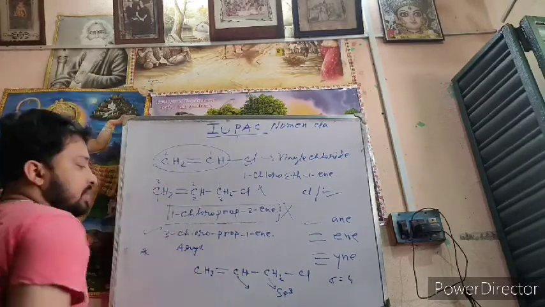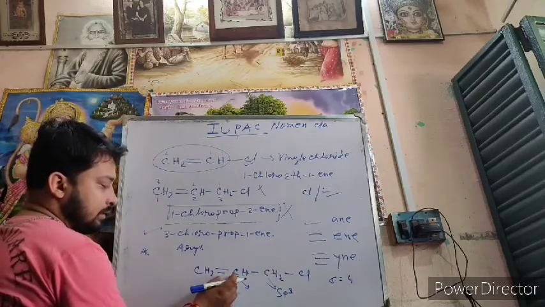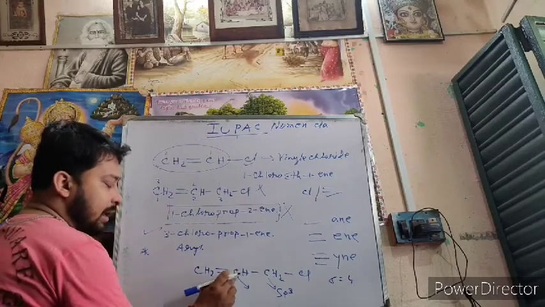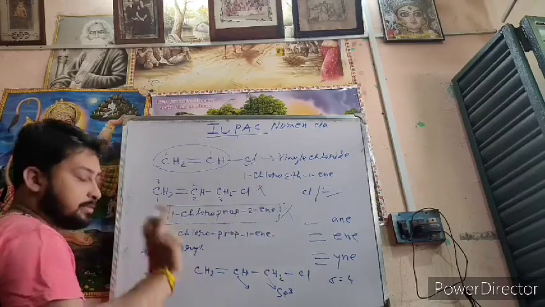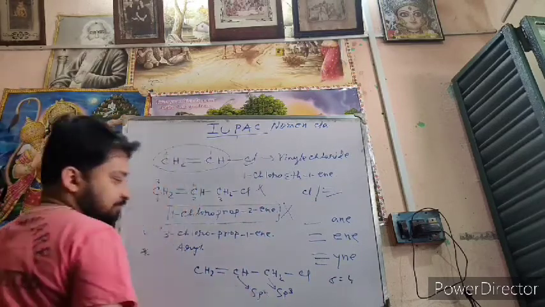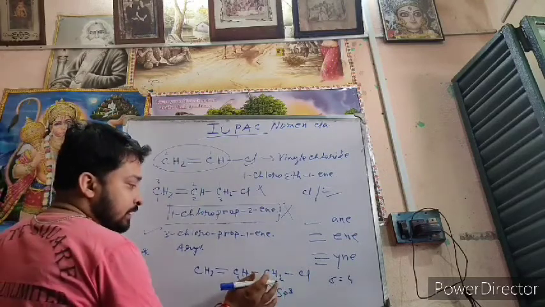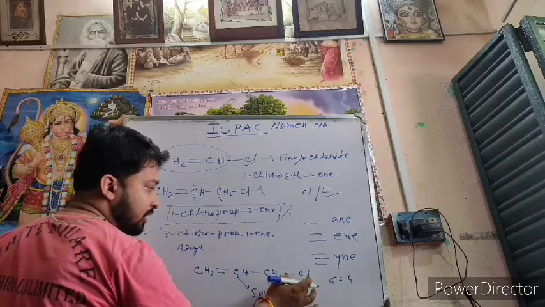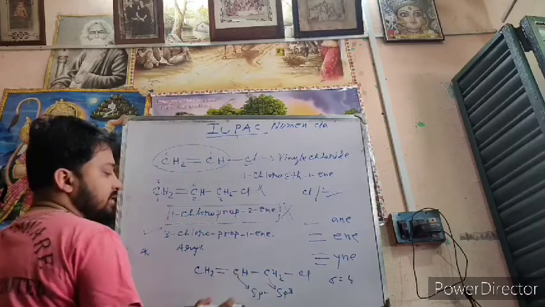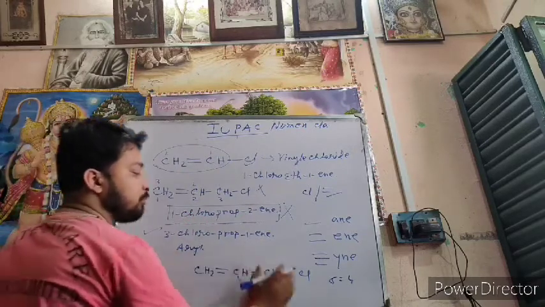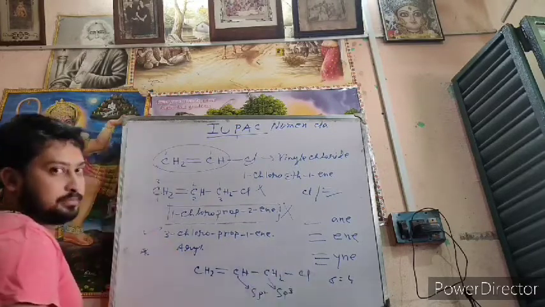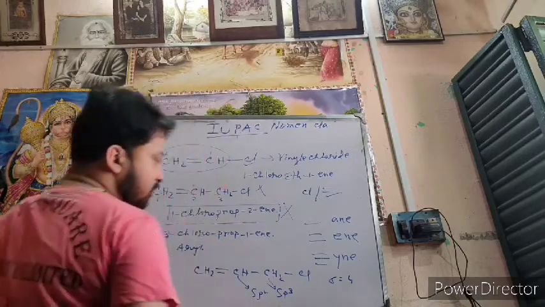And this carbon has a double bond, and we know where a double bond is present, the hybridization is sp2. So the hybridization of this carbon is sp2. And if the chlorine is attached to an sp3 carbon, and the sp3 carbon is attached to an sp2 carbon, then this type of group is called allyl, and this is chloride, so this is allyl chloride.